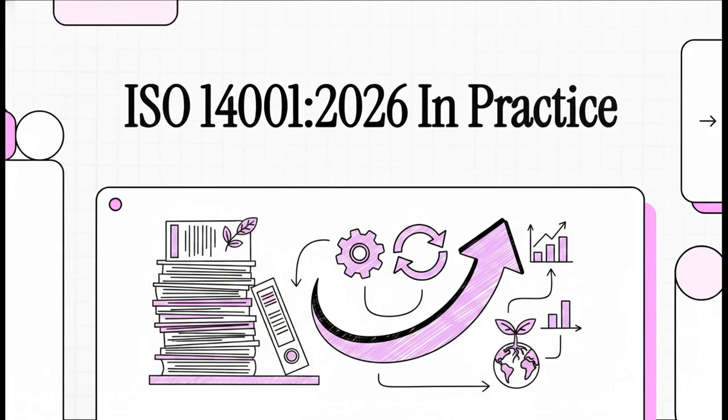Well, the 2026 standard demands a lot more than that. It requires a system that actively produces verifiable results. So grab your notebooks. Let's break down exactly how you move from a symbolic check-the-box exercise to a dynamic framework that drives real, measurable sustainability.